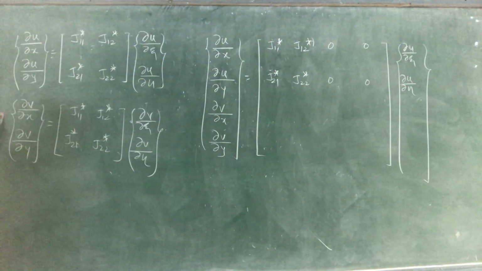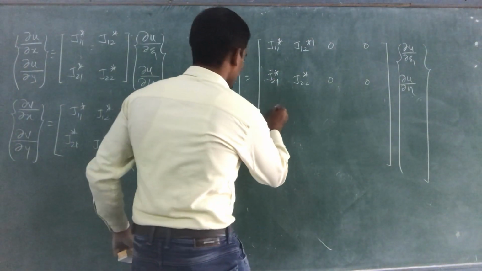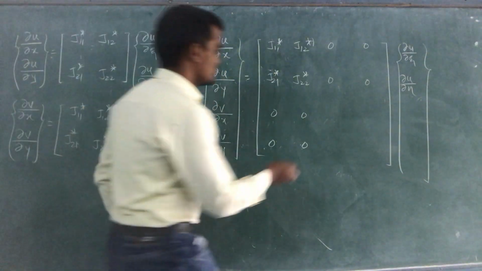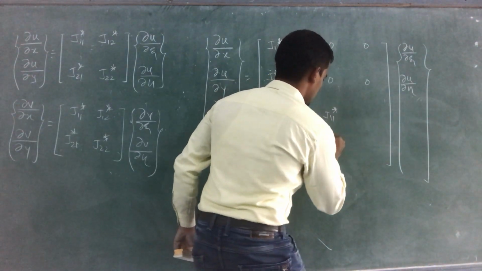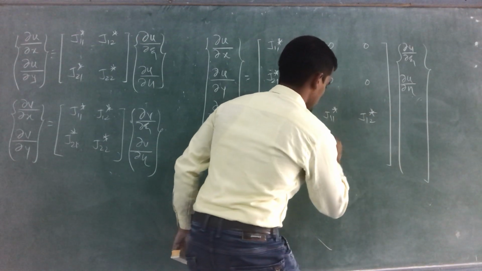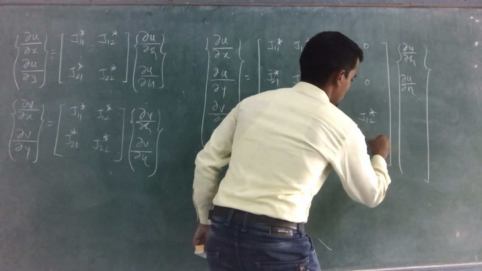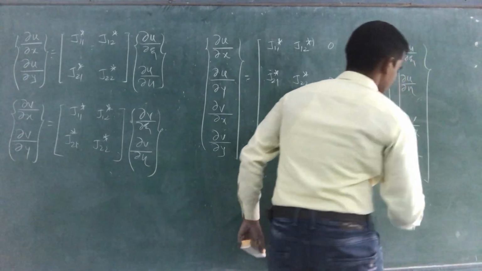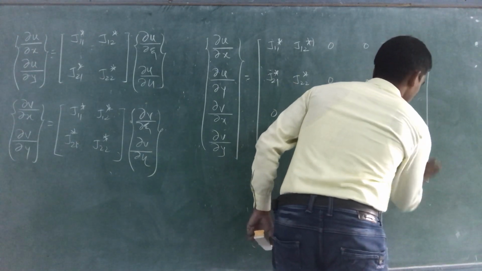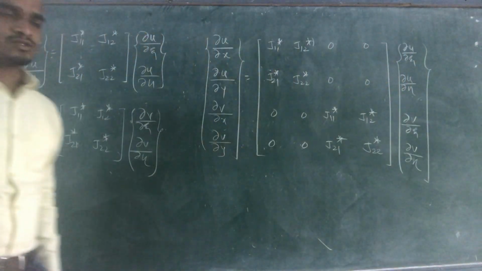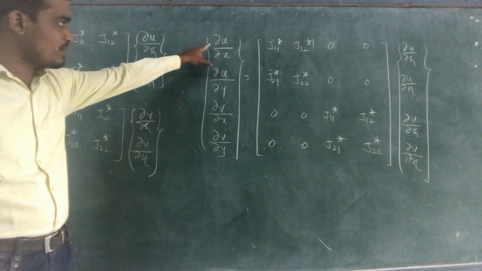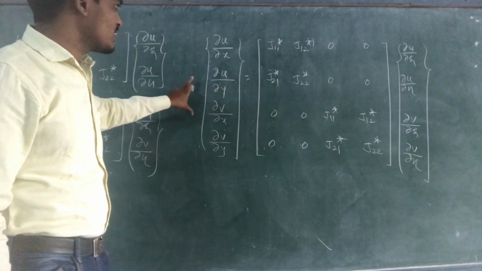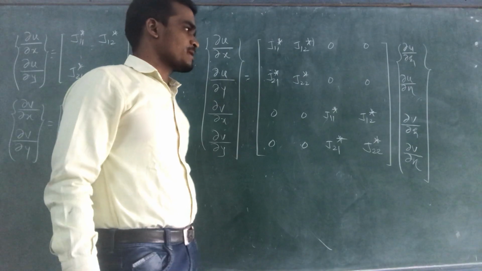Similarly, we can write now for ∂v/∂x and ∂v/∂y. Here the first four terms will become 0, and for the other four terms this matrix should be there. So J11 star, J12 star, J21 star, J22 star, into ∂v/∂ζ, ∂v/∂η. So simply we can write for ∂u/∂x to ∂v/∂y is equal to this vector, ∂v/∂ζ to ∂v/∂η. In this way we can write these two equations in combined form or combined matrix.